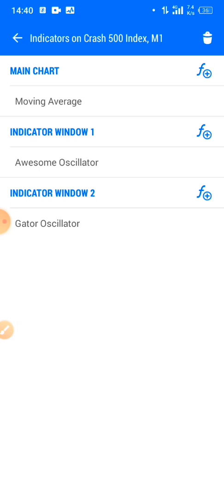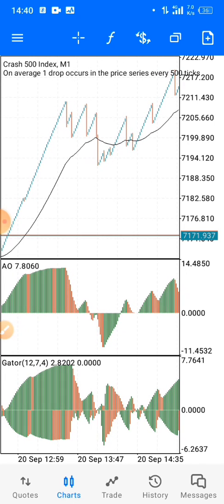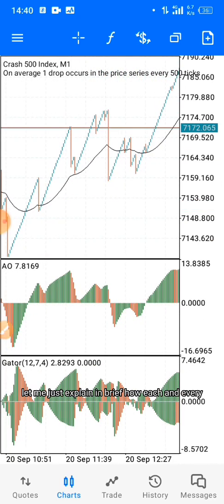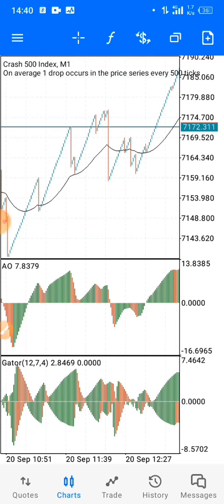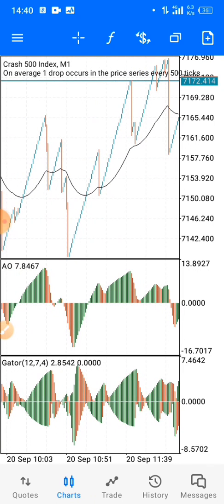I think you've all seen my video on how to use both of these indicators, the Gator and the Awesome Oscillator, separately. Let me just explain in brief how each of these indicators work for those who haven't watched the video. But for more detail, I advise you to check out those videos. So the Awesome Oscillator works like this.